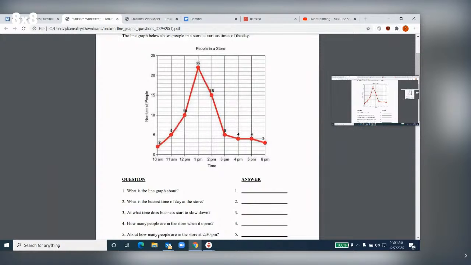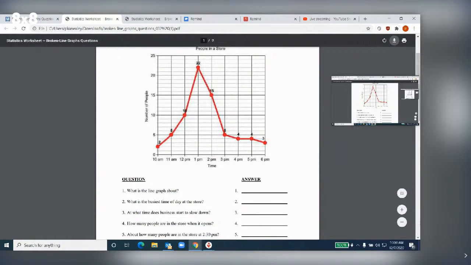Okay. About how many people in the store at 2:30? For this one, you guys, the graph doesn't give you 2:30. We're going to go in between the 2 and the 3, and we're going to go up. So it's somewhere right around here. At 2 o'clock, we have 15 people. At 3 o'clock, we have 5. So if we go to 2:30, it looks like it's about maybe 11 or 12 people in the store at that time. Okay.